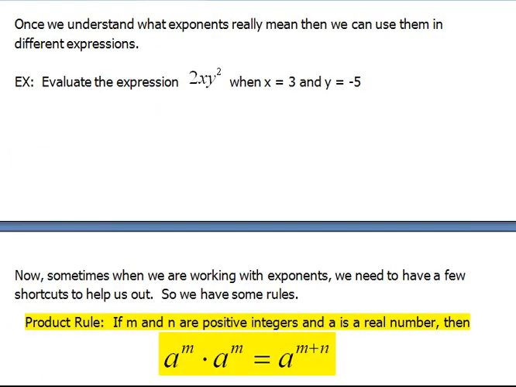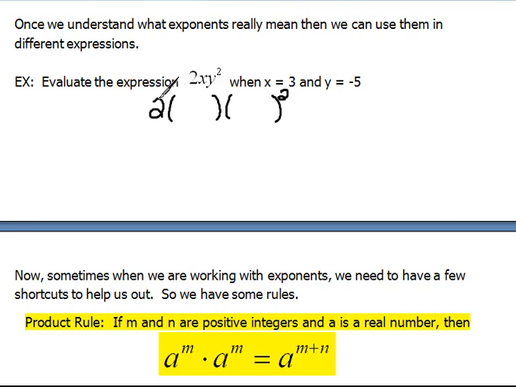Now, once we can work with exponents, then we can actually start evaluating expressions that have exponents in them also. So we have this expression here that says 2 times x times y squared. Any time that I replace a variable with something, I always use parentheses, just to be on the safe side so that you don't make any sign errors. So let's rewrite this expression, but in place of the variables, let's put in parentheses so we know we're going to be replacing those variables.